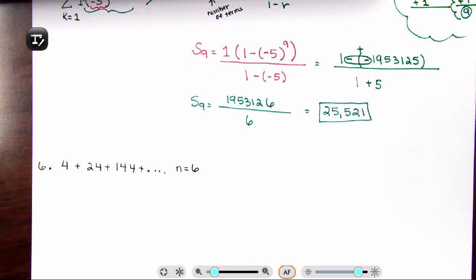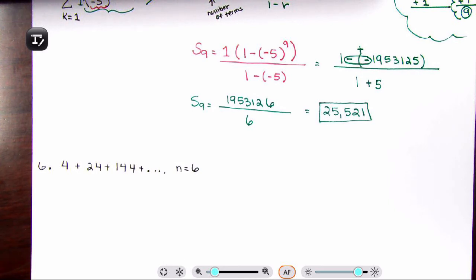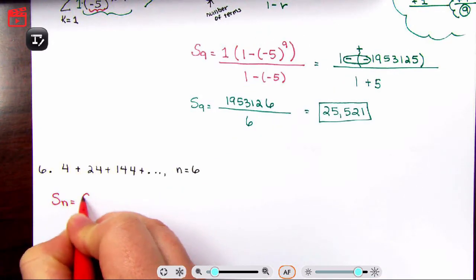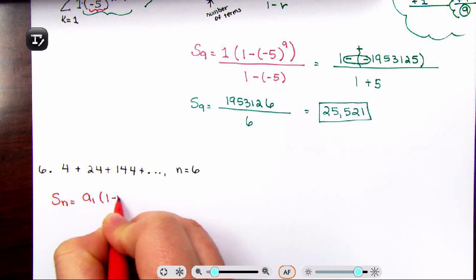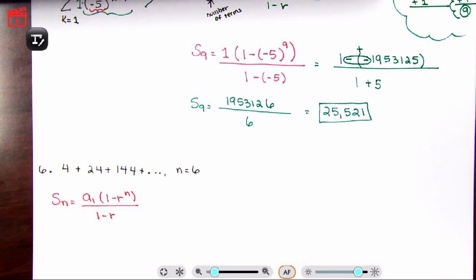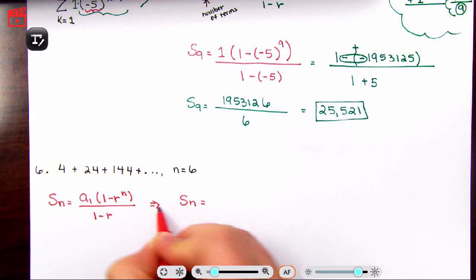Again, we are evaluating this. Same formula. The formula doesn't change. Let me change my color. So number of terms. I'm not going to copy down the formula. Actually, yeah, I will. It's going to make it easier. S sub n is equal to a sub 1 times 1 minus r to the n power divided by 1 minus r. So I have S sub n is equal to a sub 1.